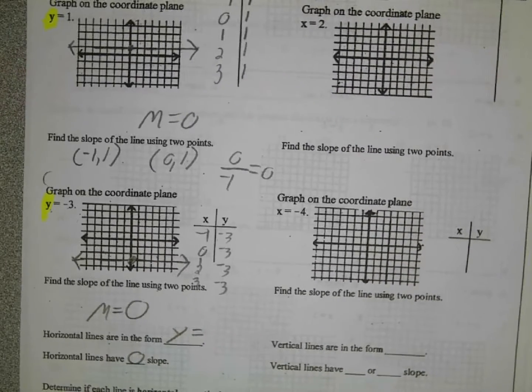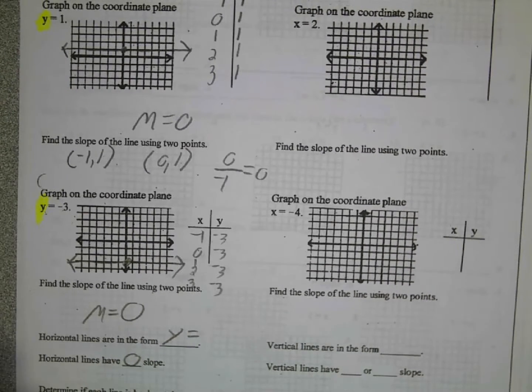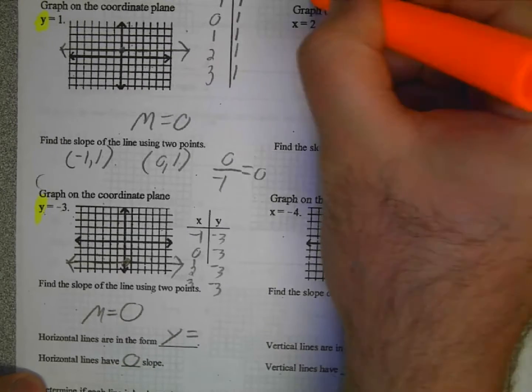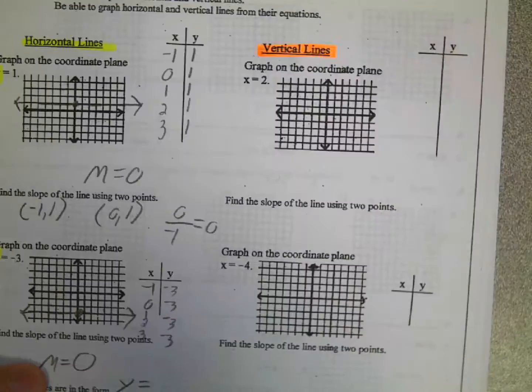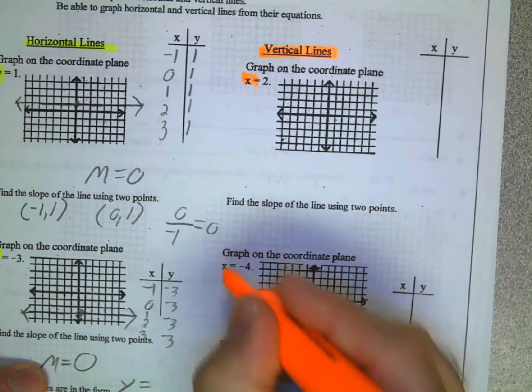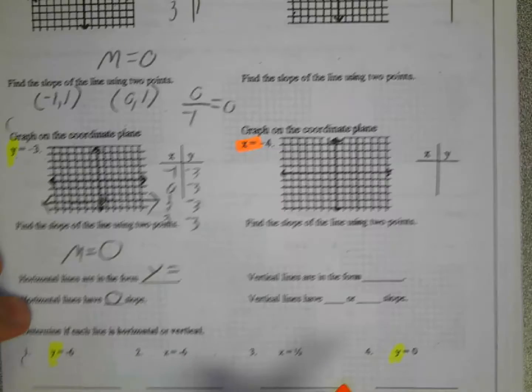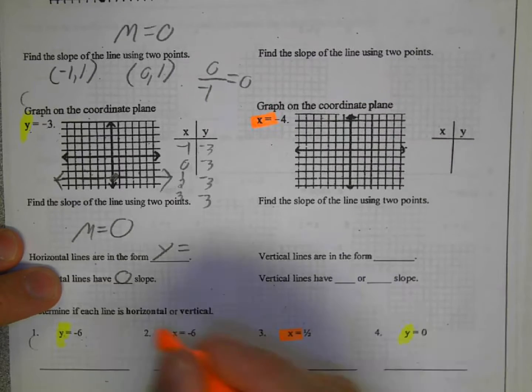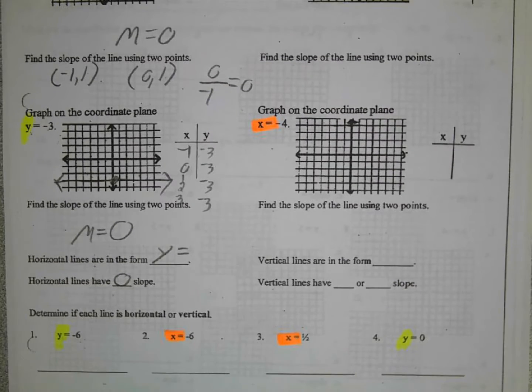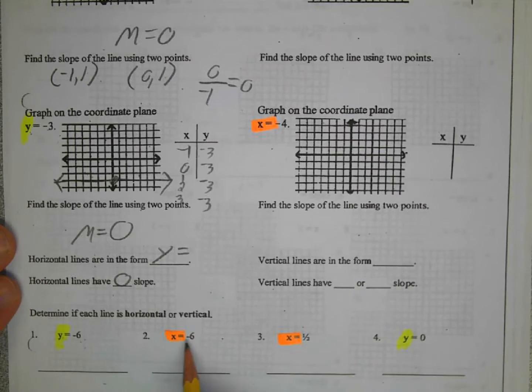Okay, now if we come over to vertical lines, we have our x equals. Vertical lines going up and down are when we have x equals. So all of these down here are my vertical lines. All right, x equals a number and nothing else, that's going to be a vertical line.